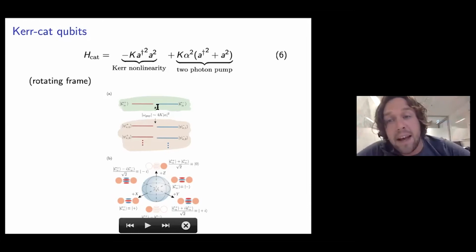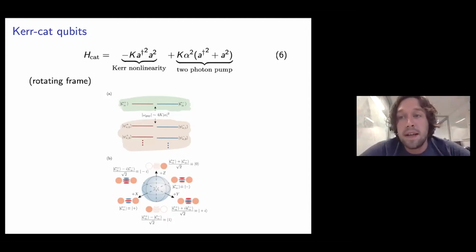They can also leak. Qubits can leak into the excited states. That's heating. That's when a photon is picked up by the system. So that's a cat qubit.